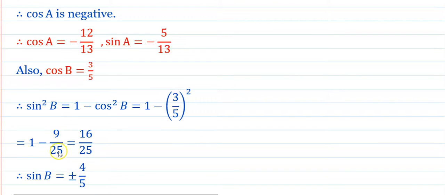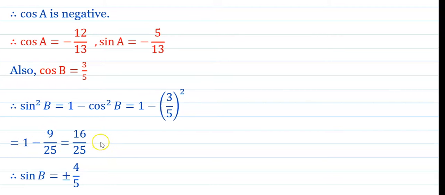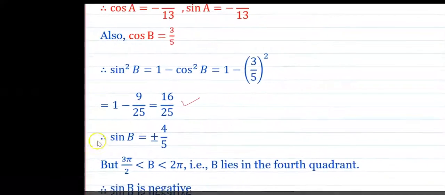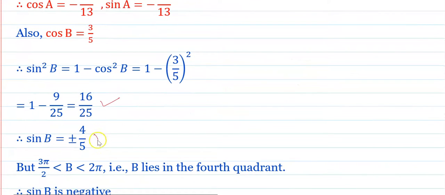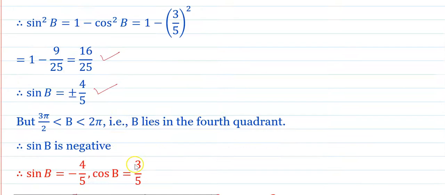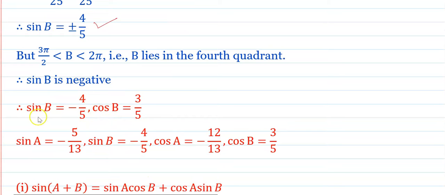Then multiply 1 by 25. 25 minus 9, you will get 16 upon 25. Taking the square root on both sides, therefore sin B is equal to plus or minus 4 by 5. Again, B lies in the fourth quadrant, and in the fourth quadrant only cos is positive, sin is negative, and hence sin B is equal to minus 4 by 5 and cos B is equal to 3 by 5.